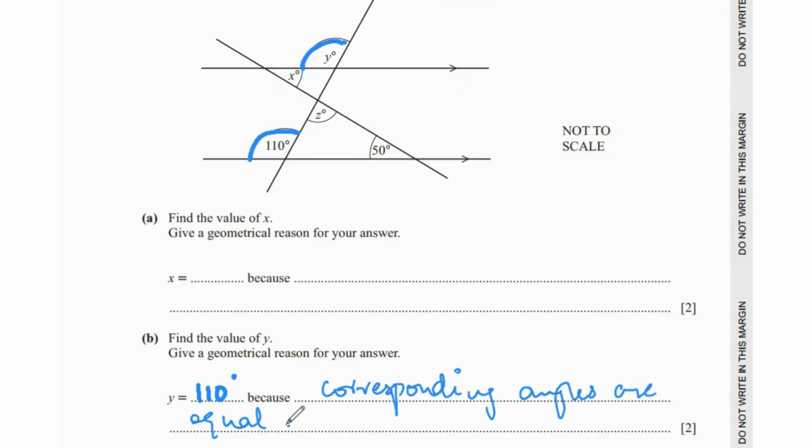We have corresponding angles, we have alternate angles, vertically opposite angles, co-interior angles. All of these angles are a part of parallel lines. And for you to remember corresponding angles, you can use the letter F. Because if you highlight this, this makes an F. So F for corresponding, Z for alternate.